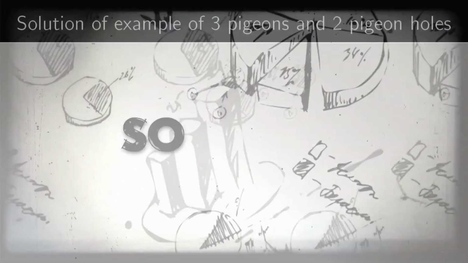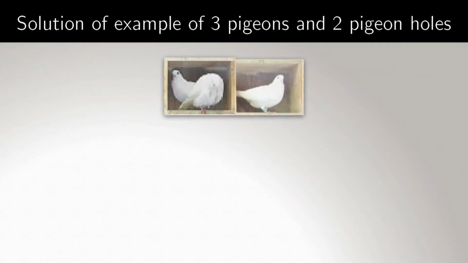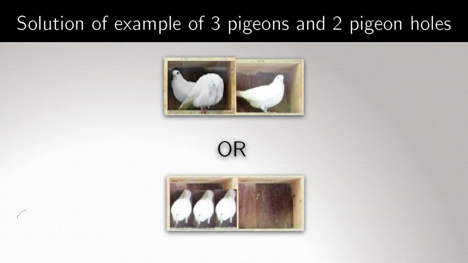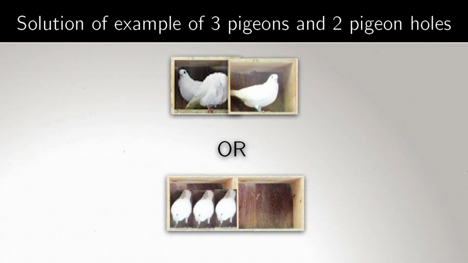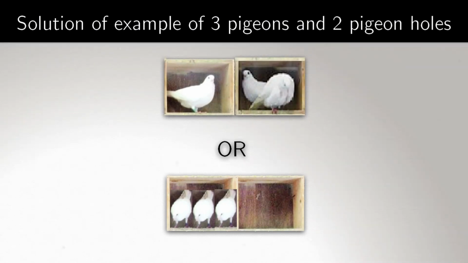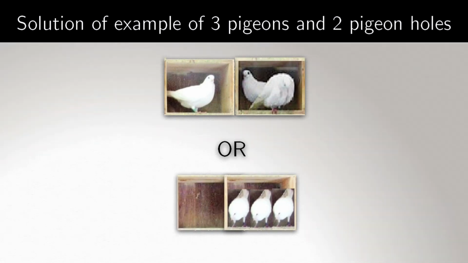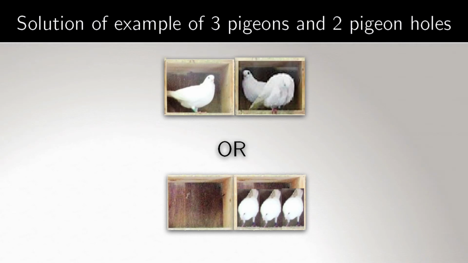Here is the answer to our exercise. You can have either 2 pigeons sitting in one hole and the third one in the distinct hole, or the 3 pigeons sitting in one same hole. Of course, you can have a symmetry whereby you can have these 2 pigeons sitting in that hole here and that one sitting in the first one. Or here you can have the 3 pigeons sitting in the second hole.